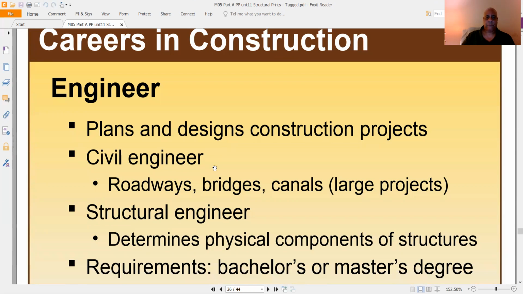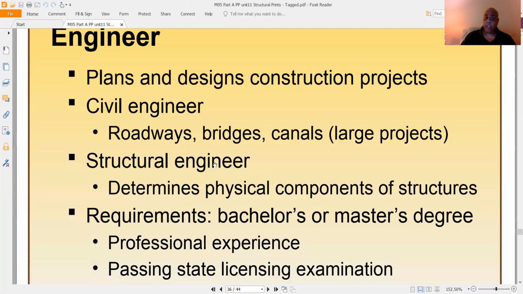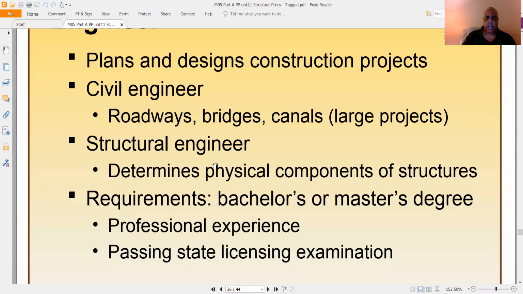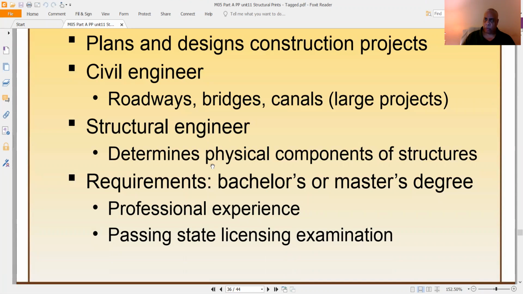Careers in construction. And this is why I do the STEM channel. Because if you want to know about steel construction, you could be an engineer or a construction manager. Now, the engineer, basically a civil engineer, plans and designs construction projects. Now, you have different branches of civil engineering. The civil engineer, for the most part, does the roadways, bridges, and canals. Now, you have a structural engineer, which in turn is a civil engineer, and basically a structural engineer determines physical components of structures.